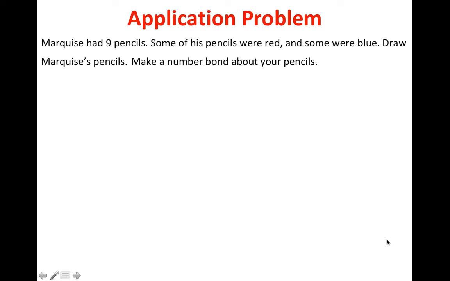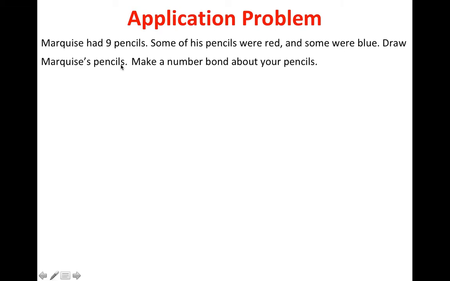Marquise had 9 pencils. Some of his pencils were red, some were blue. Draw Marquise's pencils and make a number bond about your pencils. Again, Marquise had 9 pencils. Some of his pencils were red and some were blue. Draw Marquise's pencils. Make a number bond about your pencils.